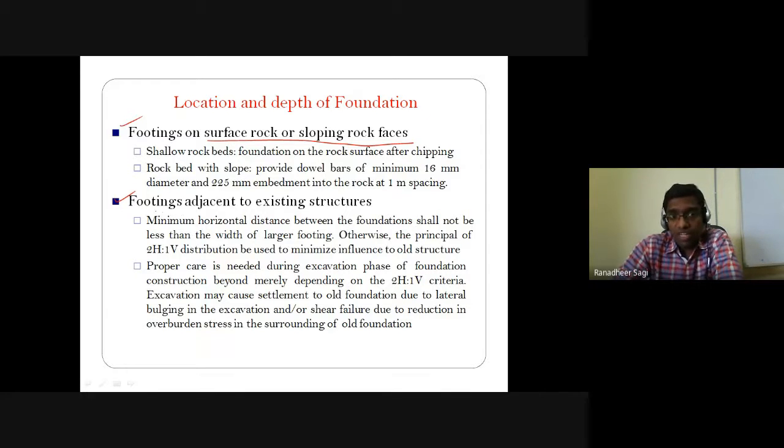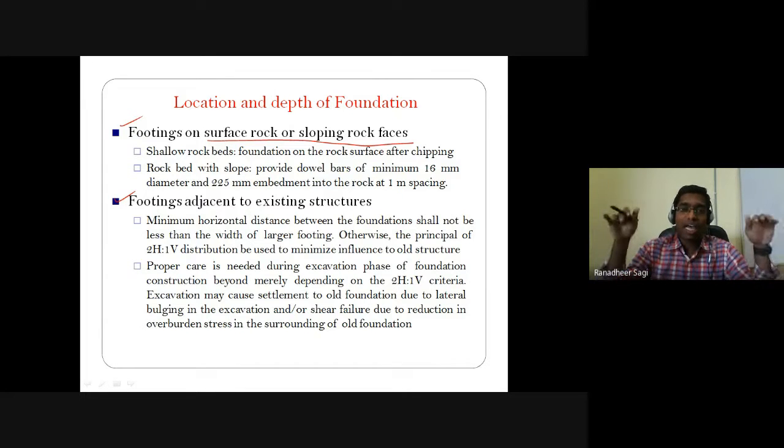And whenever you are coming across footings adjacent to an existing structure, let's say already in the surroundings of your construction site, buildings are existing. Now, within your area, you are taking up the construction of your structure. But in the process, you should understand what is going to be the effect of the adjacent structures on your construction and vice versa. Vice versa in the sense, how is your construction going to affect the adjacent structures?